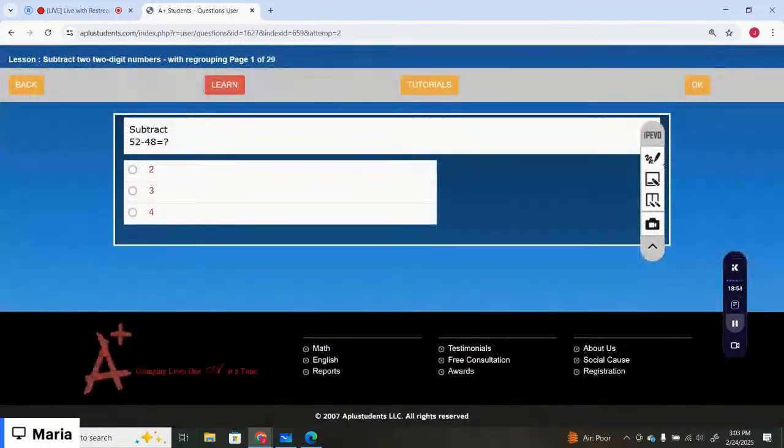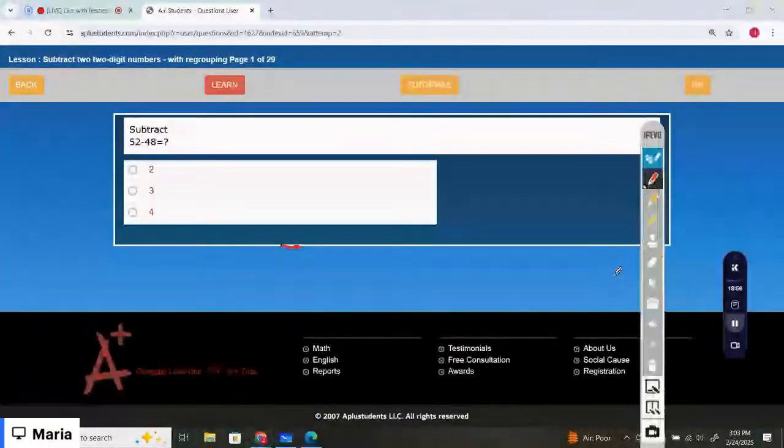So the first one is 52, take away 48. The first thing is let's just write them down one above the other. Always start subtracting from the ones digits. So you have 2 take away 8. You cannot subtract a greater number out of the smaller one. So you have to borrow 1.